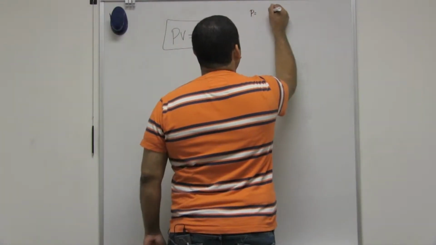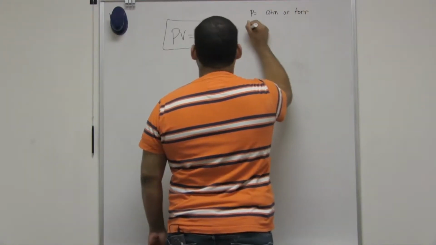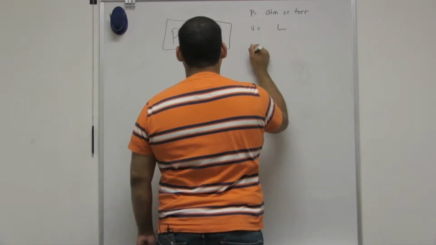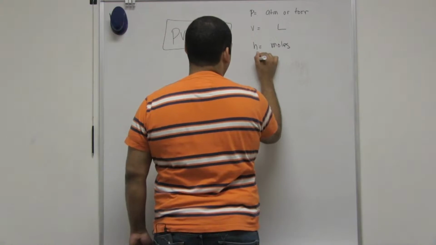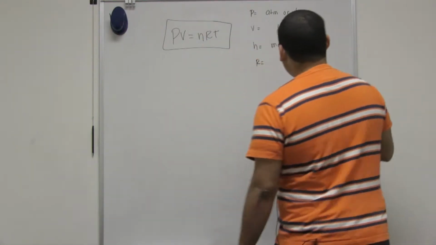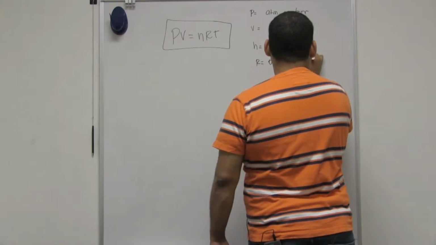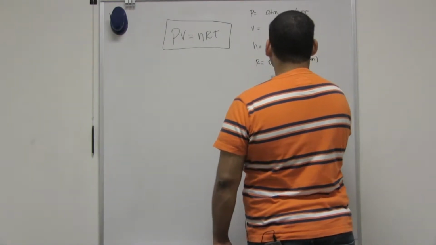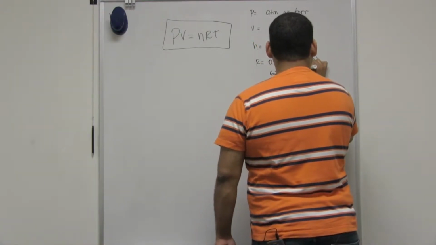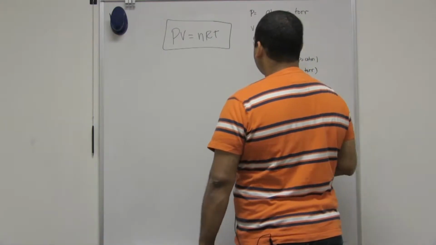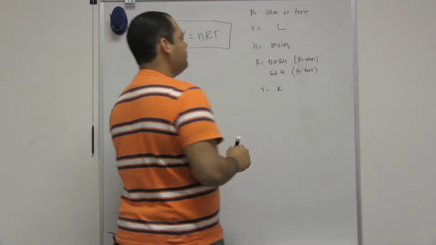pressure, given in atm or torr. V is the volume, given in liters. n is moles, given in moles units. R is a constant. R can be 0.0821 if we talk about pressure in atm, or R can be 62.4 if we're talking about pressure in torr, and T is temperature, that is always in Kelvin.